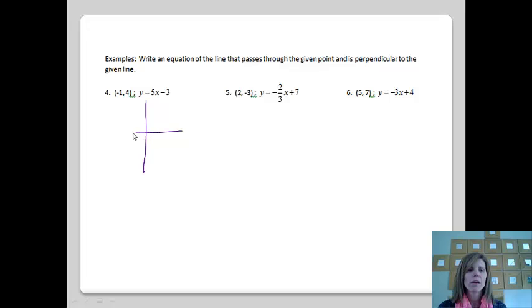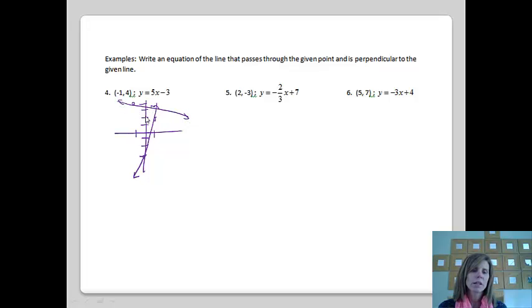So if I draw the line y equals 5x minus 3, which means we're going to start down at negative 3, and then from there we will go up 5, and then over 1. And then connect them, and then let me draw the point (-1, 4). Okay, I am looking for a line that is perpendicular to this first line. So perpendicular means it has to cross at a right angle. So it's going to look something like that.